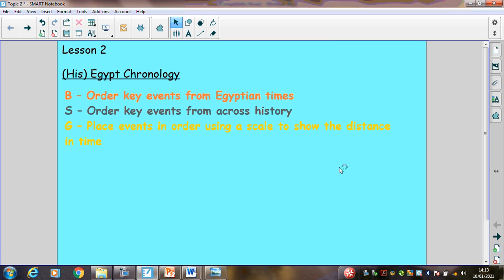So we're going to be carrying on with our ancient Egyptian topic, and we're going to be looking at Egypt chronology. Hopefully some of you might recognise that word, chronology, when we've looked at it before, and essentially it means we're going to be looking at time order. We're going to be looking at the timeline of ancient Egypt, but also looking at how the ancient Egyptian civilization fits into the world's timeline, what was going on in the world at the same time as the ancient Egyptians, but also look at all the different periods of time that have come after the ancient Egyptians, because they were around a long time ago.